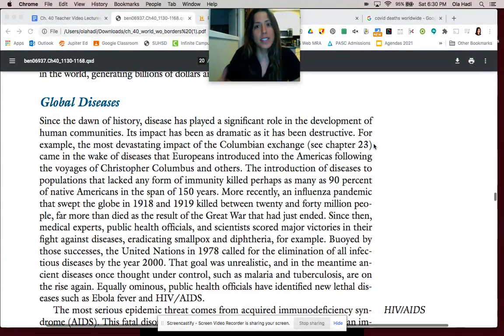The reason I say that is because you're probably wondering if you could talk about coronavirus and COVID on the AP exam when we're talking about global diseases. And it may or may not count depending on who's grading and how flexible they're going to be. But some of this information that's in your book is outdated. You still need to know it.